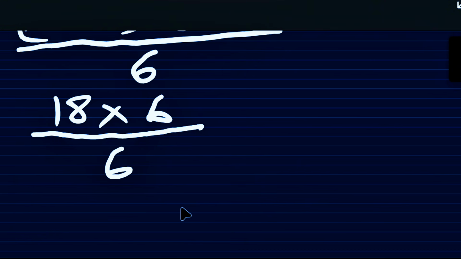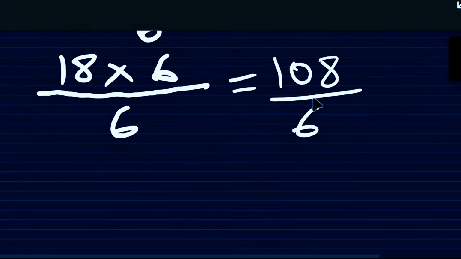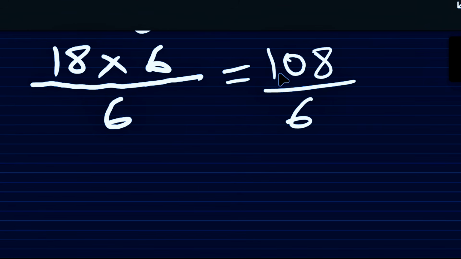So from here, we are going to multiply 18 by 6. And if we do that, we are going to have 108, then divide by 6. And 108 divided by 6 will give us 18 as the final answer.